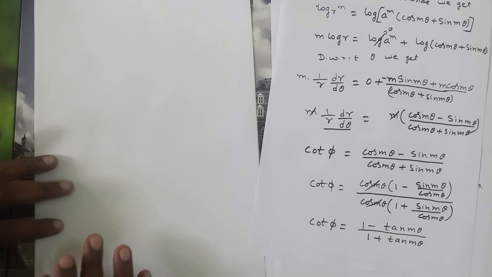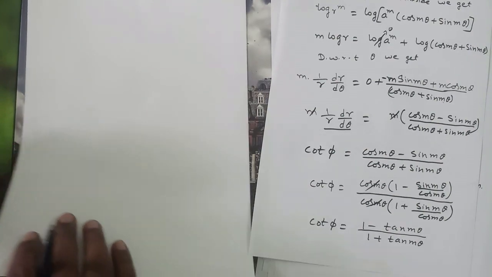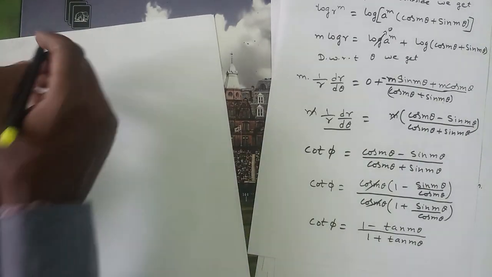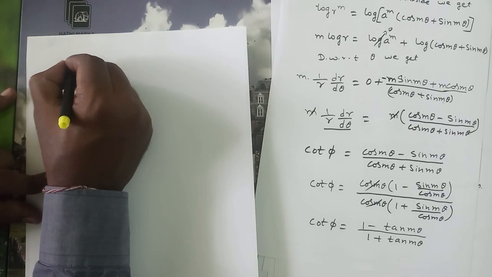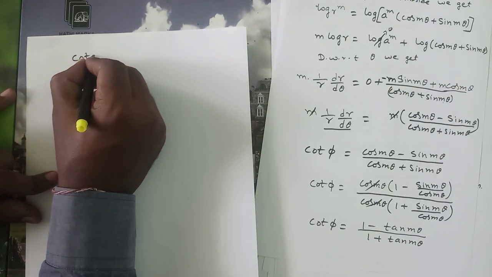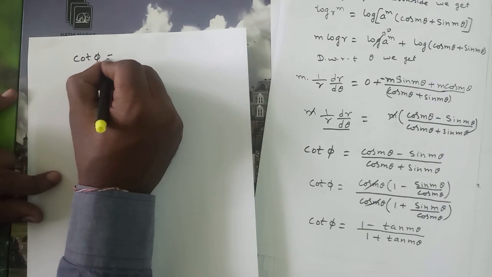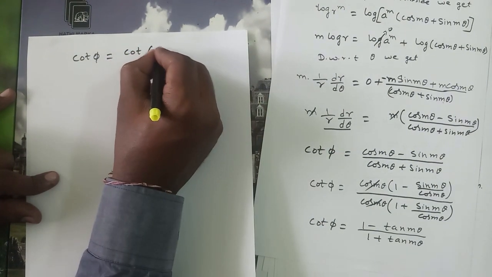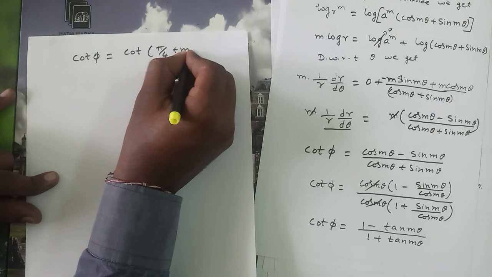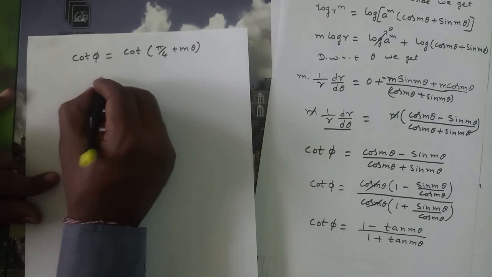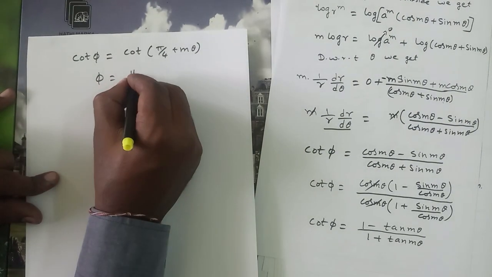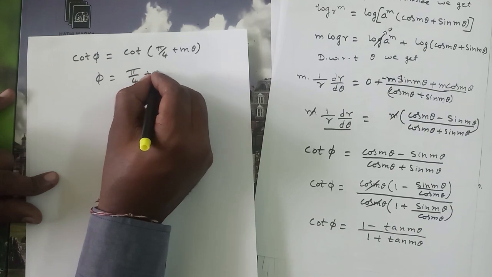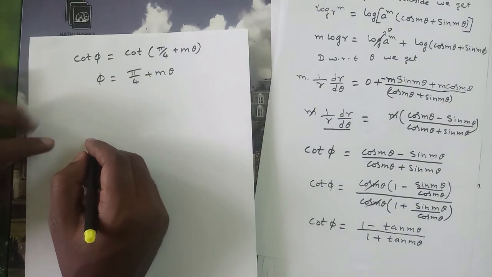Now this can be written as, I gave the formula for that one also in the first class. So what do you get? Cot phi equals cot of pi by 4 plus m theta. So cot is eliminated, so phi is equal to pi by 4 plus m theta.